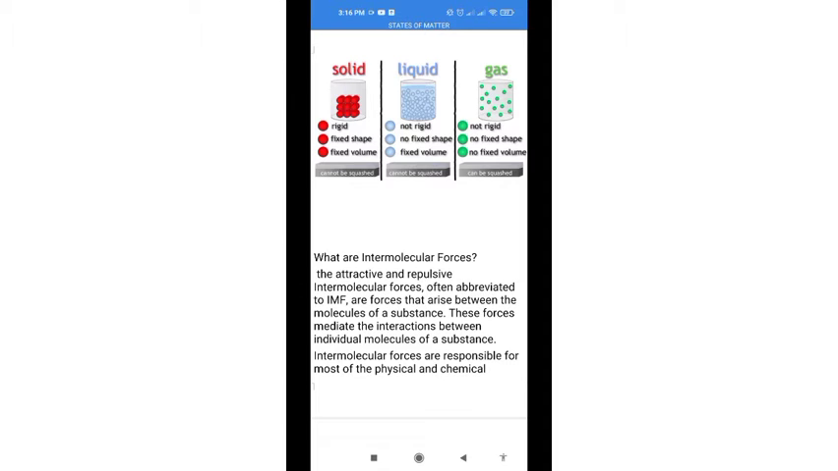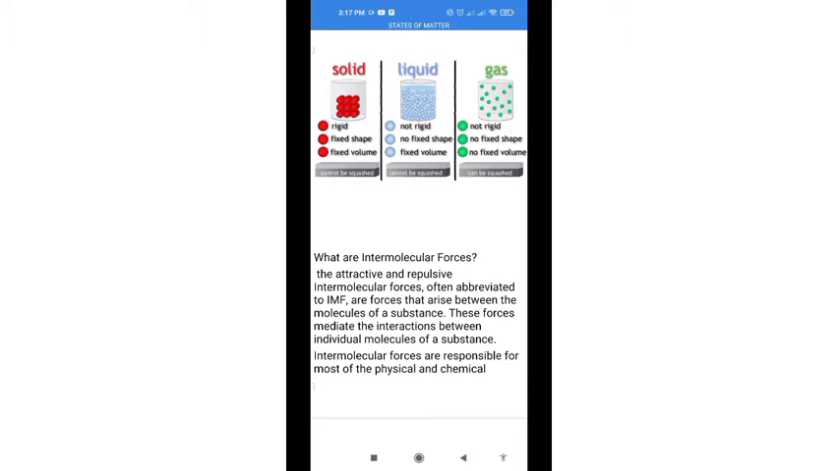If we check the properties, we know from this image that solid is rigid, liquid is not rigid, gas is not rigid. And we get the idea that solids have a fixed shape. Liquids don't have a fixed shape, but they take or adapt the shape of whichever container or vessel they are in. And gases don't have a fixed shape. Solids have a fixed volume, liquids have a fixed volume, but gases don't have a fixed volume. These are the properties of matter. I hope you all know these things.